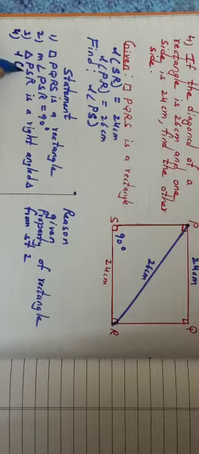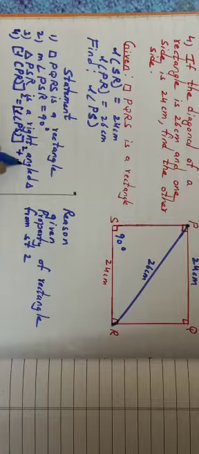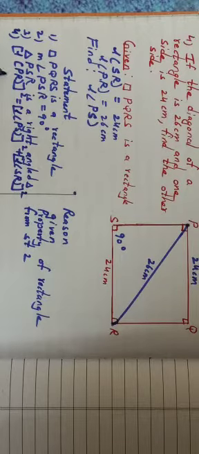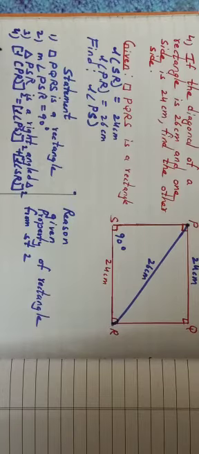Length of PR square is equal to length of PS square plus length of SR square, which is equal to, now what is PR? Length of PR is 26. So we can substitute. I'll just leave one line and write length of PR is 26 square is equal to.